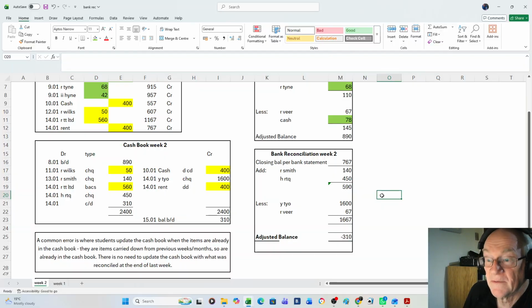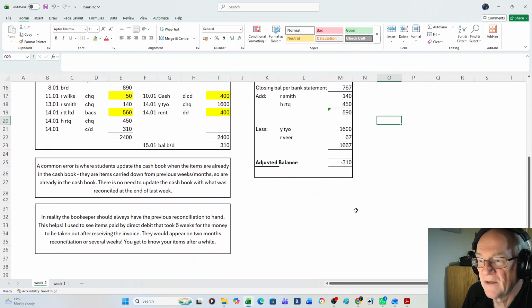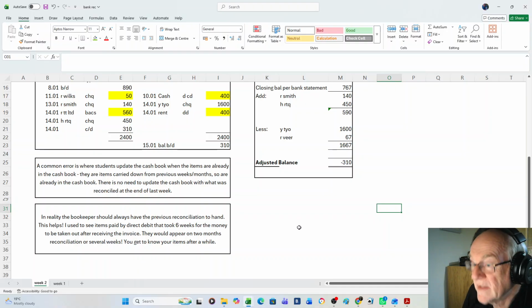Otherwise it will bounce. So we've shown the no need to update and what it meant, slightly different way of showing it, and then we've thought about items that appear in more than one reconciliation statement, and we've also gone from positive to negative. So that's a wrap.